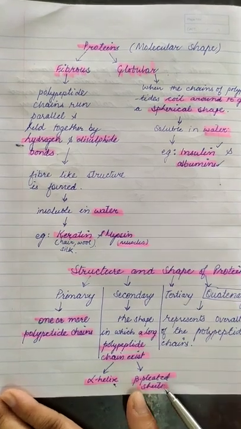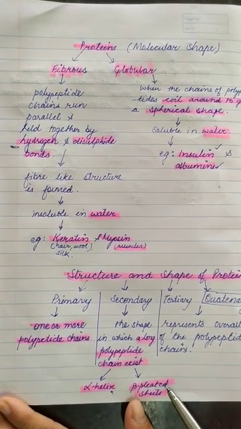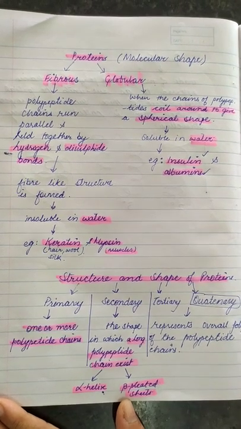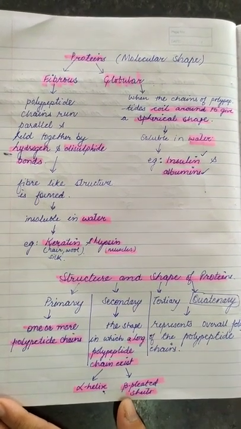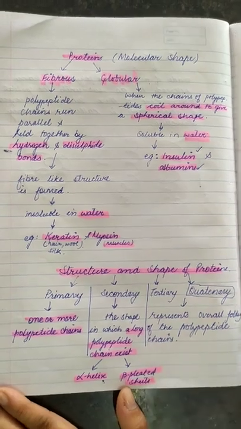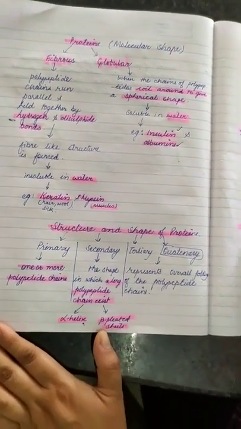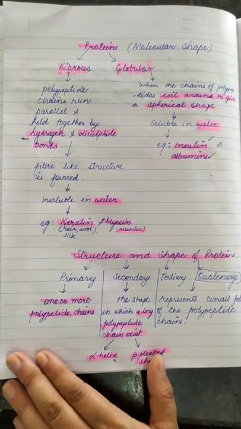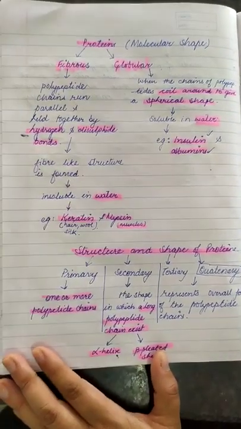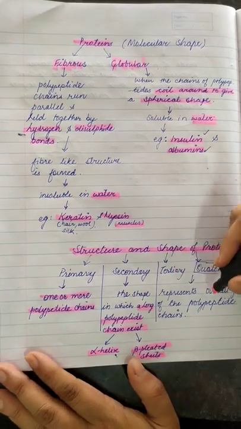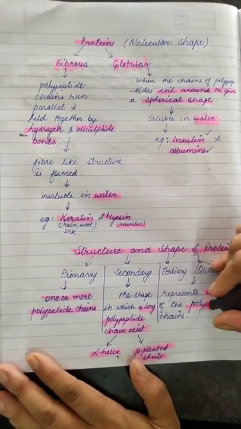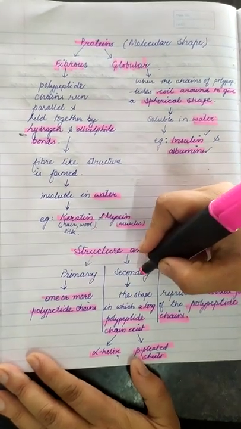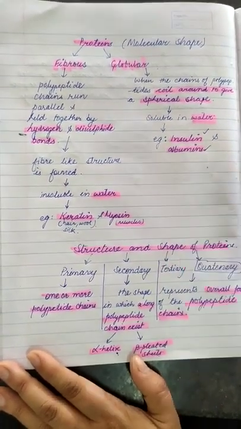But in the beta pleated structure, all peptide chains are stretched out to nearly maximum extension and then laid side by side, held together by the intermolecular hydrogen bonds. That is called beta pleated sheets, which is very, very important for you to remember. Now we go to the tertiary structure. Tertiary structure represents overall bonding of the polypeptides, and they are in the more coiled form, right? When primary and secondary structure coil together, they form the tertiary structure.